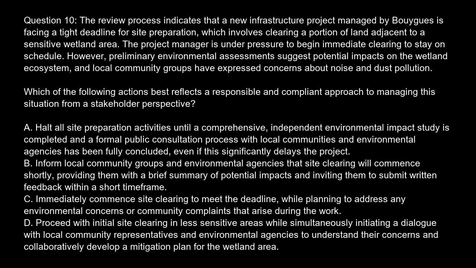Option B. Inform local community groups and environmental agencies that site clearing will commence shortly, providing them with a brief summary of potential impacts and inviting them to submit written feedback within a short time frame. Option C. Immediately commence site clearing to meet the deadline, while planning to address any environmental concerns or community complaints that arise during the work. Option D. Proceed with initial site clearing in less sensitive areas, while simultaneously initiating a dialogue with local community representatives and environmental agencies to understand their concerns and collaboratively develop a mitigation plan for the wetland area.